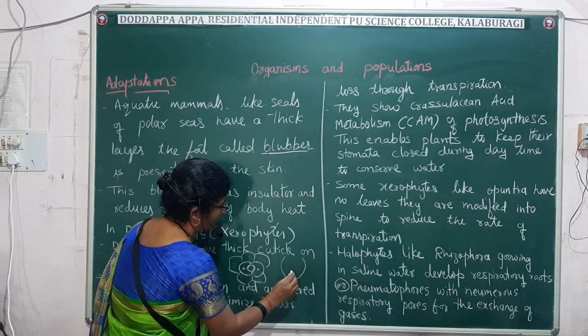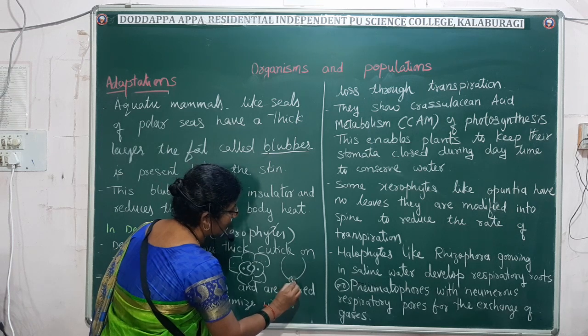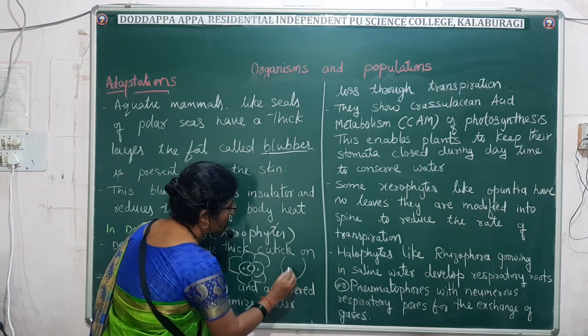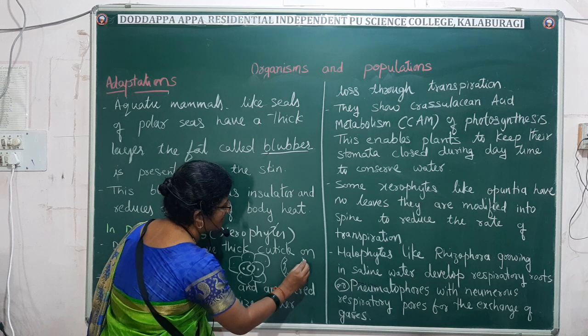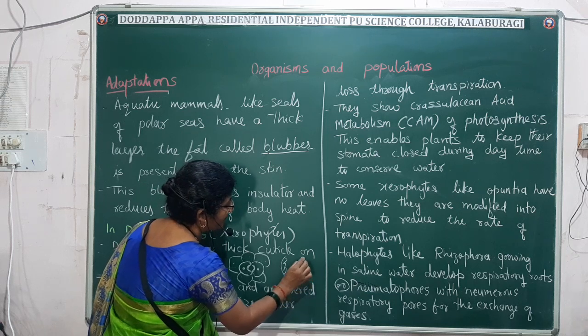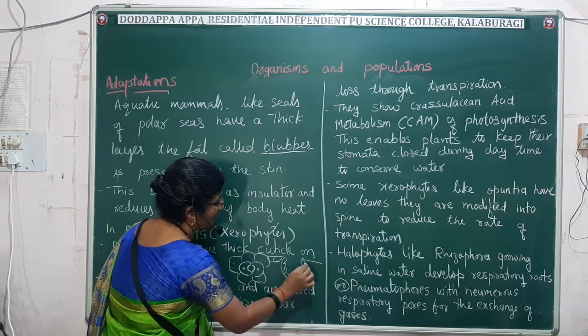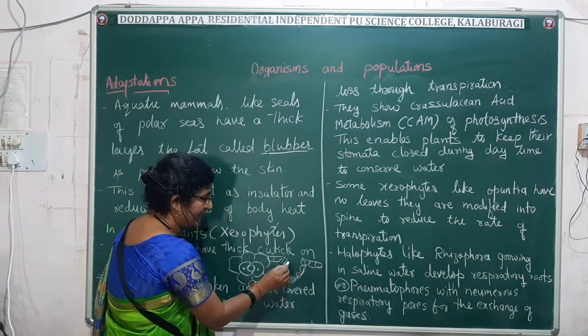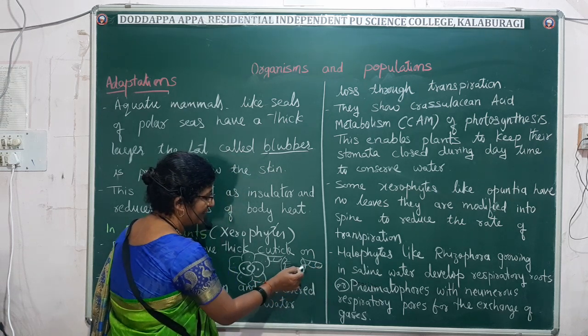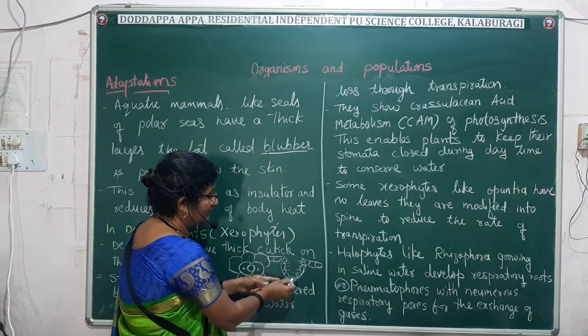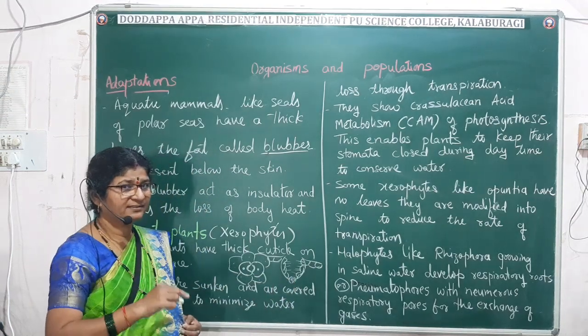Sorry, I drew the stomata, let it be. So here they are present. Let me just draw. So here you will see the cells. Okay. And here you will see the epidermis. Fine. And these are covered by fine cilia. Okay. So the rate of transpiration will get reduced.